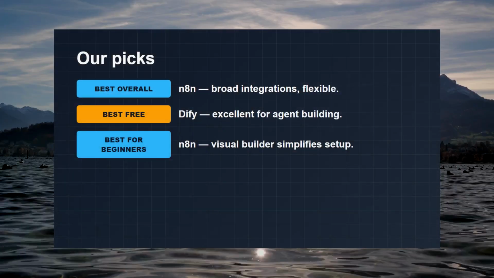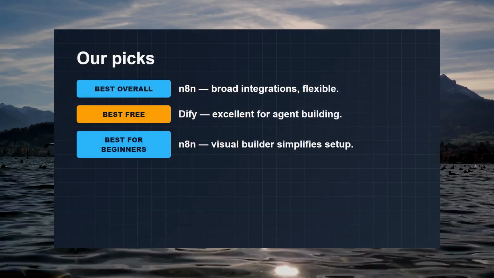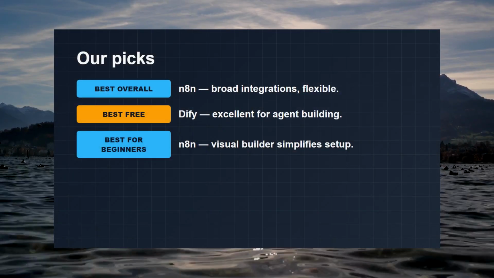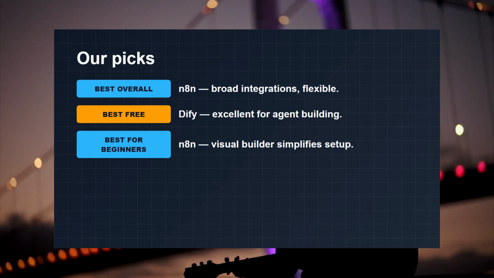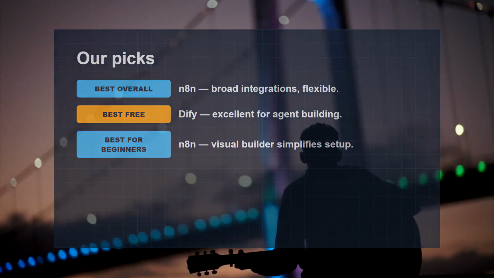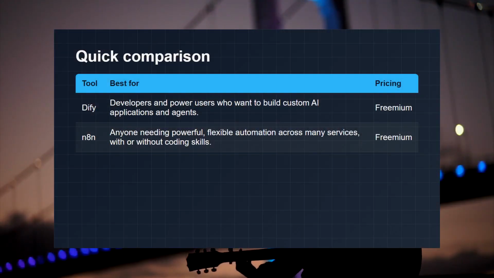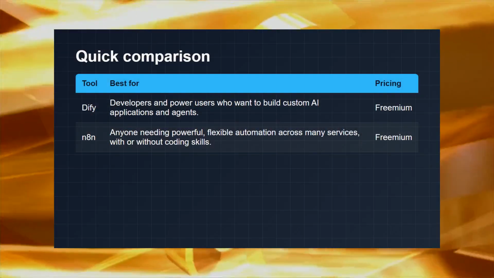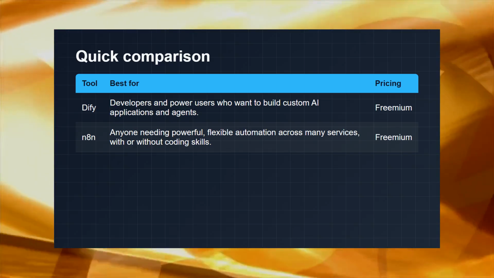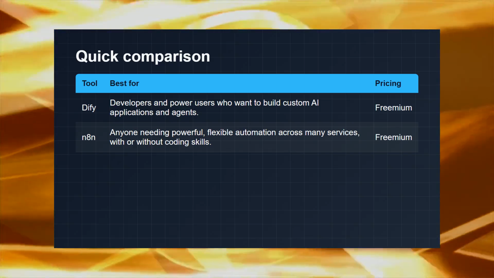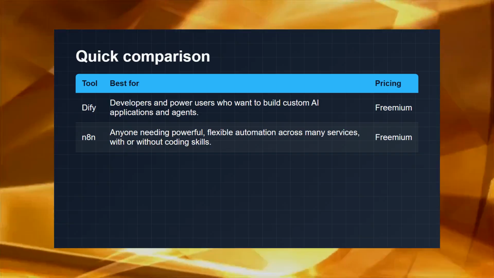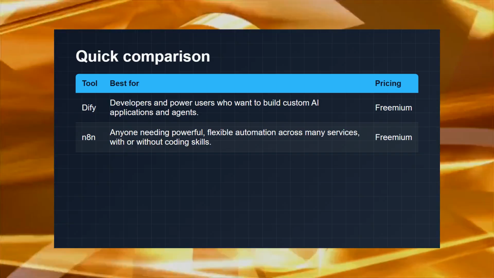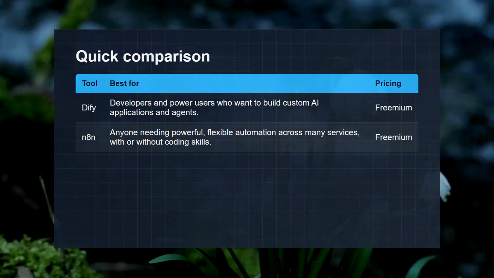This system is a game changer for solopreneurs, students, and anyone overwhelmed by digital clutter. It's a practical, monetization-friendly approach to leveraging AI for real-world problems. For overall power and flexibility, N8N is my top recommendation. For robust AI agent building, Dify stands out. And if you're just starting, N8N's visual interface makes it incredibly beginner-friendly.